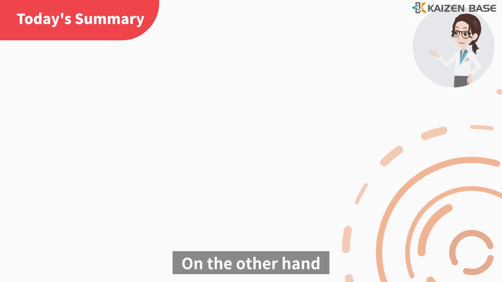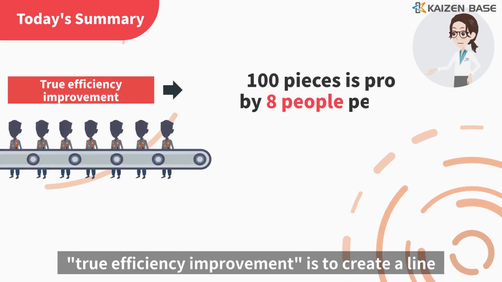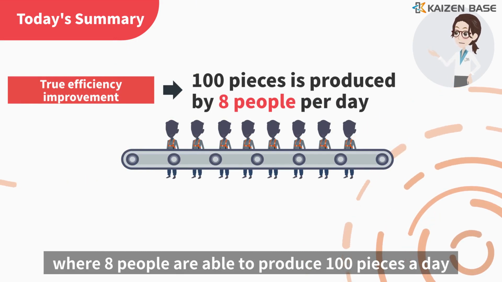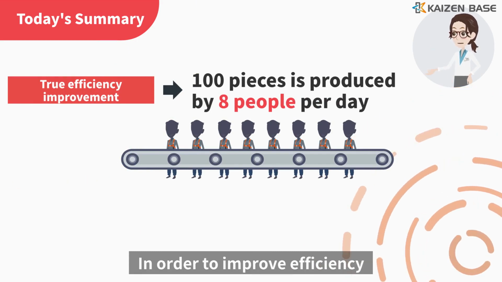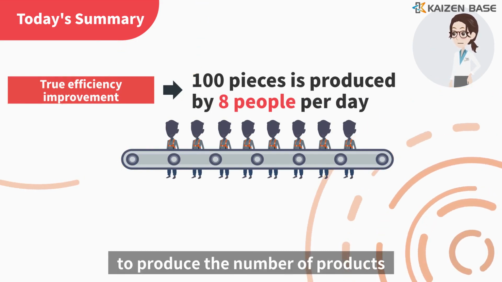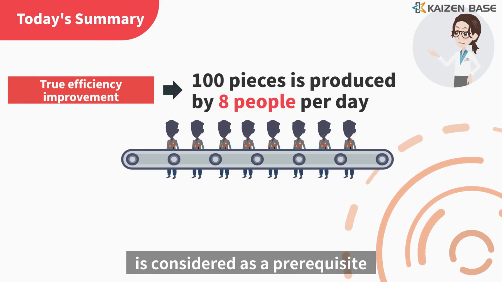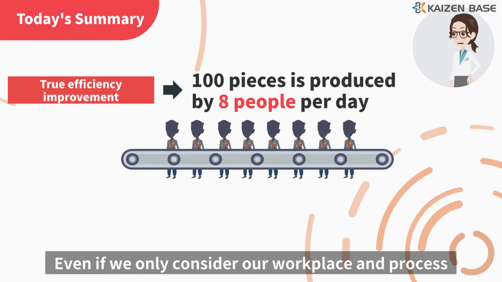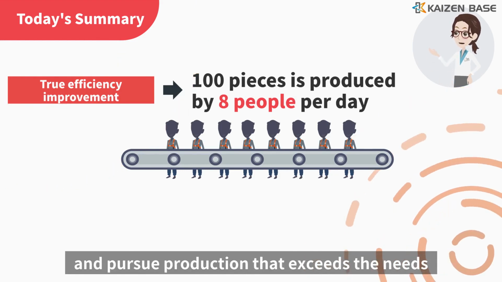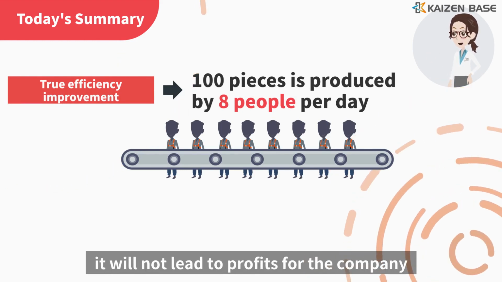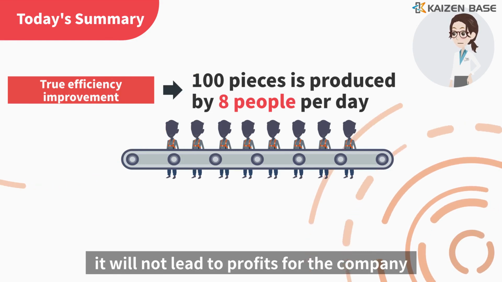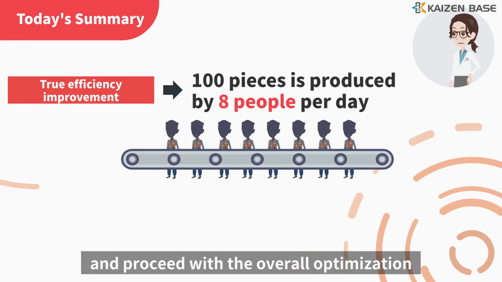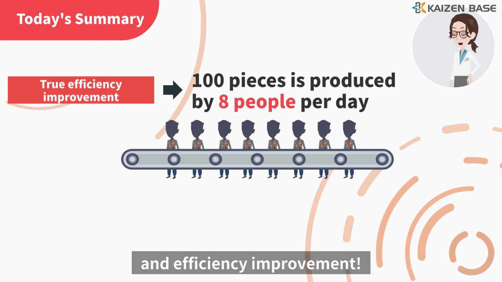On the other hand, true efficiency improvement is to create a line where 8 people are able to produce 100 pieces a day. In order to improve efficiency, to produce the number of products that the customers will purchase is considered as a prerequisite. Even if we only consider our workplace and process, and pursue production that exceeds the needs, it will not lead to profits for the company. Let's make sure to meet the needs of our customers and proceed with the overall optimization and efficiency improvement.